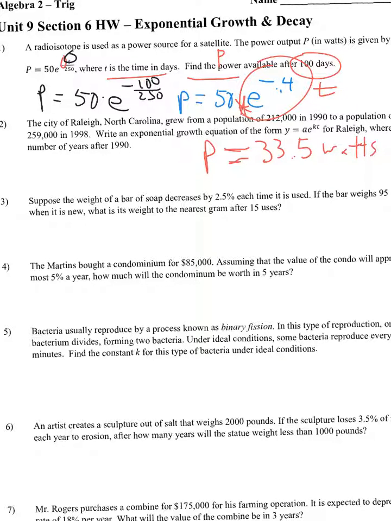Now again, that's taking e to the negative 0.4 power, multiplying it by 50.